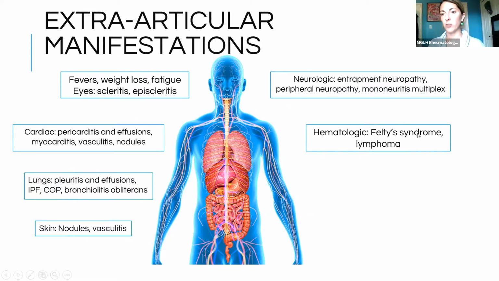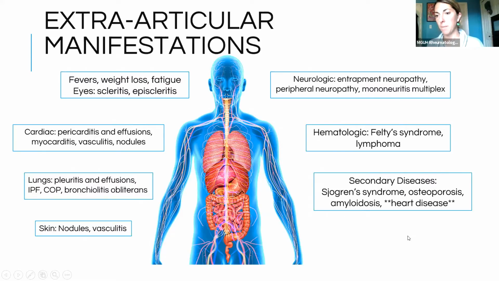Hematologic: Felty syndrome is something you always want to be aware of. And folks with RA do have higher risk of getting lymphoma than the general population. And then we do see some secondary diseases. Some of these are not really truly extra-articular RA, but we can see Sjogren syndrome, so a dry eye, dry mouth kind of pattern. Particularly long-standing untreated RA can lead to amyloidosis. Osteoporosis, somewhat in RA, but a lot of times we are provoking that with steroids.